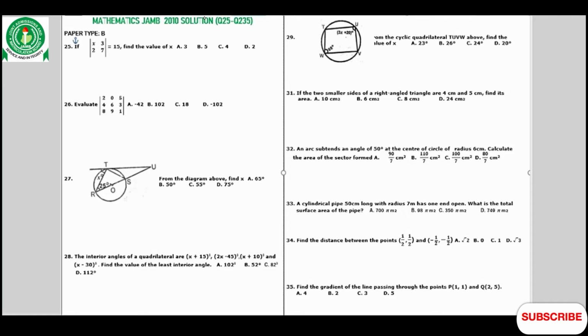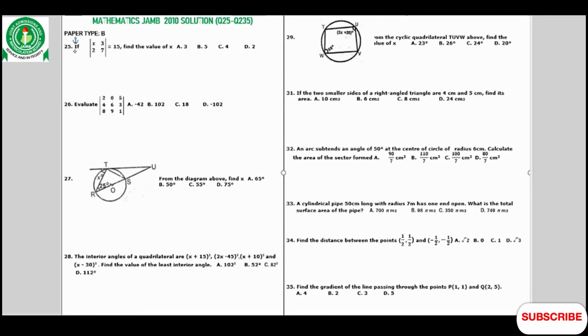Today I'm going to be continuing the Mathematics JAMB solutions, question 25 to question 35. So here we have paper type B now.